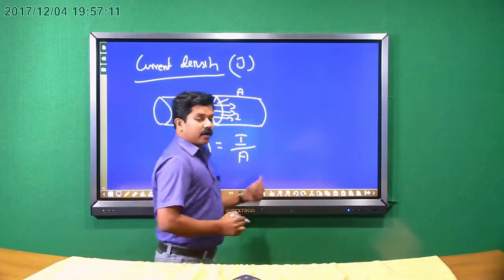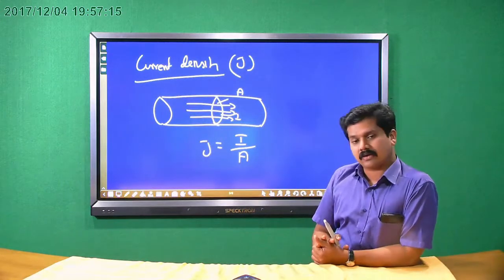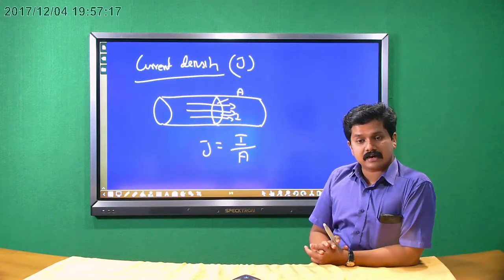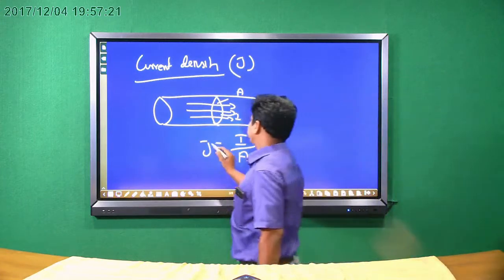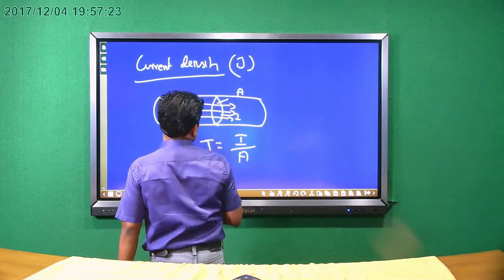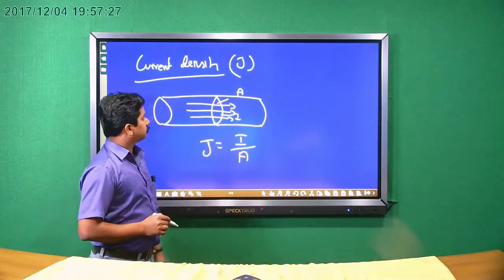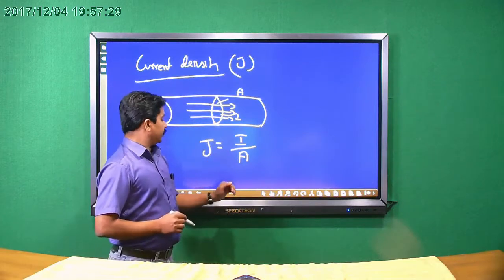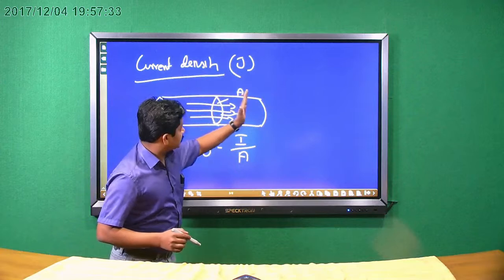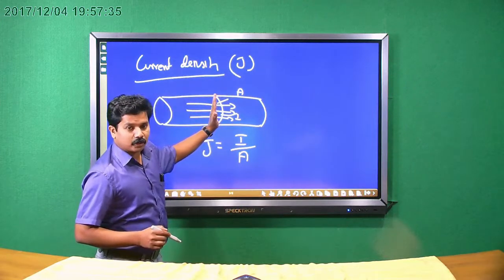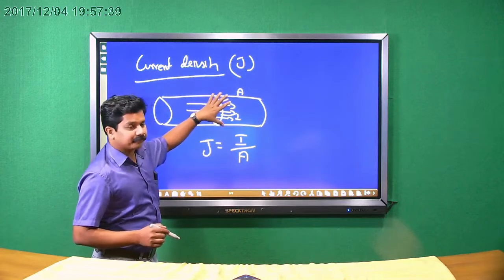of cross-section. So current density is a vector quantity, but electric current is a scalar quantity. Electric current is scalar, but current density J is a vector quantity. The unit of I by A is ampere per meter square. In this case, we have to consider the current. Here we took current flowing in this direction, and that is perpendicular to the cross-section area we consider, right?